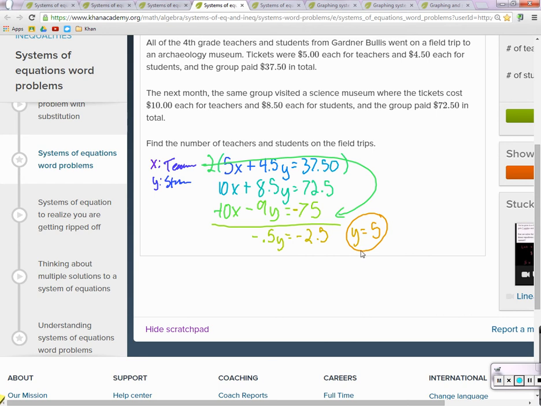What's y equals 5 tell us? How many students went? And we're going to solve for the number of teachers by taking this and plugging it into one of these equations. I guess this one is what we're going to do. So 5x plus 4.5 times 5 is 22.5. 5x plus 22.5 equals 37.5. 5x equals 15. x is 3, so that means what? Three teachers went. Okay.